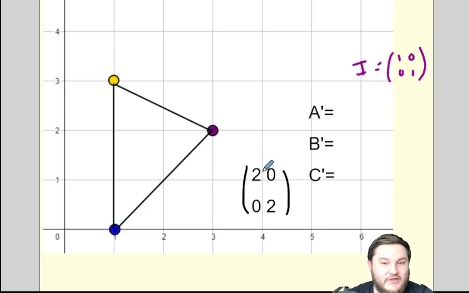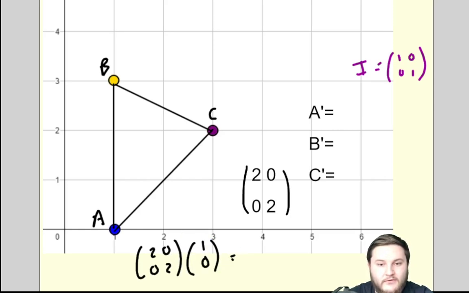So we just need to take each of these coordinates and multiply by the matrix, and then it asks for A dash, B dash, C dash. Let's call this one A, this one B, and this one C. So A is the coordinate 1, 0, so we do 2, 0, 0, 2 times 1, 0. Okay, we're going to work that out. So I do 2 times 1 is 2, plus 0 times 0 is 0, and then 0 times 1 is 0, plus 2 times 0 is also 0. So 1, 0, which is A, is going to move to 2, 0. That's A dash. So this is going to be the coordinate 2, 0.